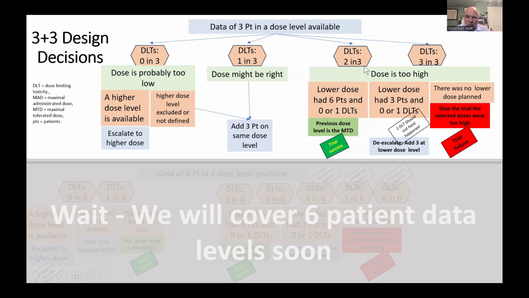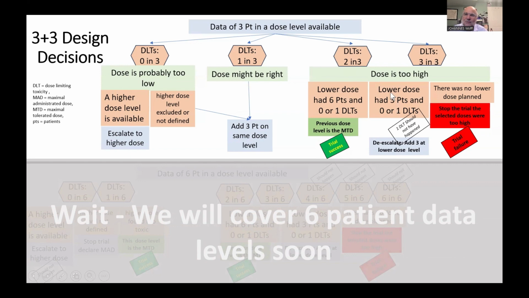If the dose was too high, then the next action depends on what we know about the lower dose. If the next lower dose has been tested with 6 patients and those had none or 1 DLT, then the study has succeeded. You know the maximal tolerated dose. It is the previous dose level. This dose level was not tolerated. The maximal tolerated is the previous. And that is a reason to celebrate.